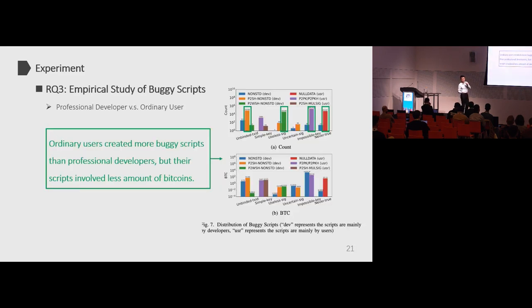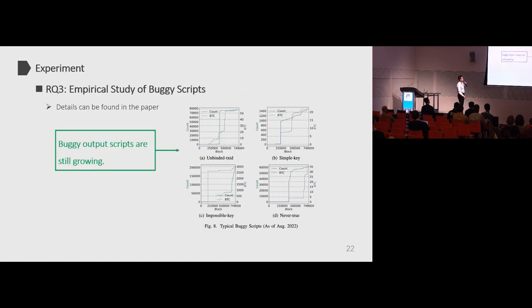Right. Finally, is the empirical study. We count the script types to see whether they come from professional developers or ordinary users. We find that ordinary users created more buggy scripts, but their scripts involved a smaller amount of Bitcoins. And we also count several curves about different types of scripts. We can see that buggy output scripts are still growing recently.